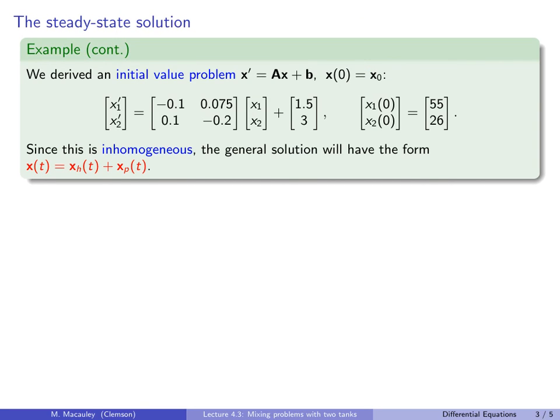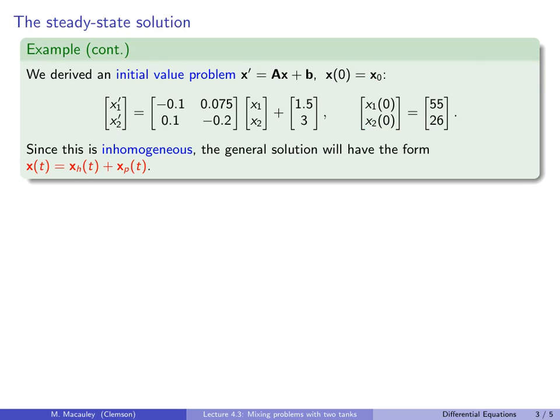Okay, so here's the system that we derived in the previous slide in matrix notation. We can write it as x prime equals Ax plus b, and we have an initial condition x of 0 equals this vector x naught. Now this system we say is inhomogeneous because there's a non-zero b term. If b were 0, we would say it's homogeneous.